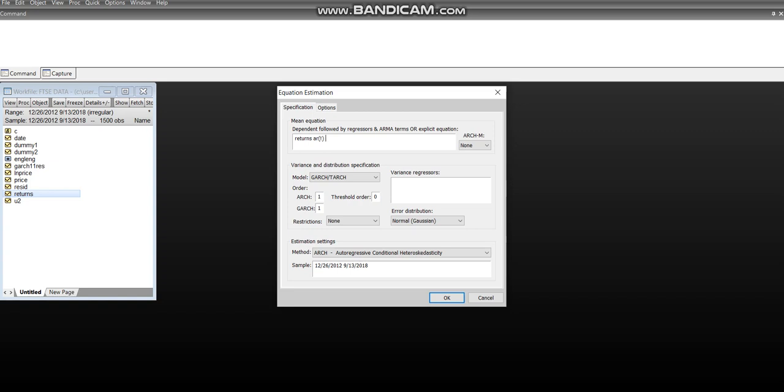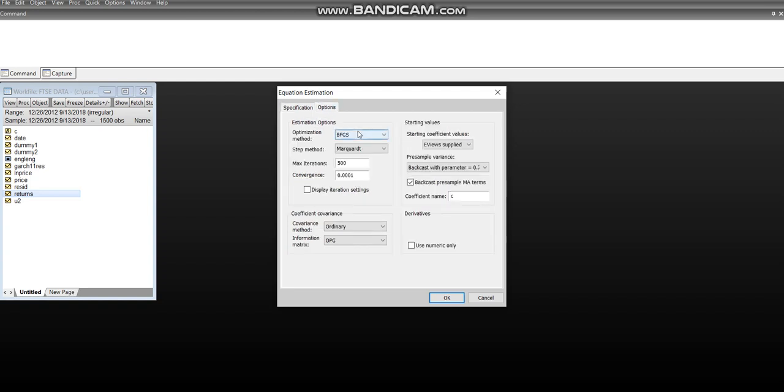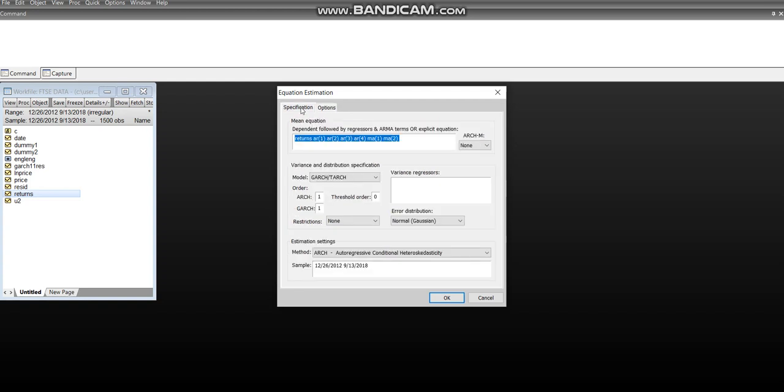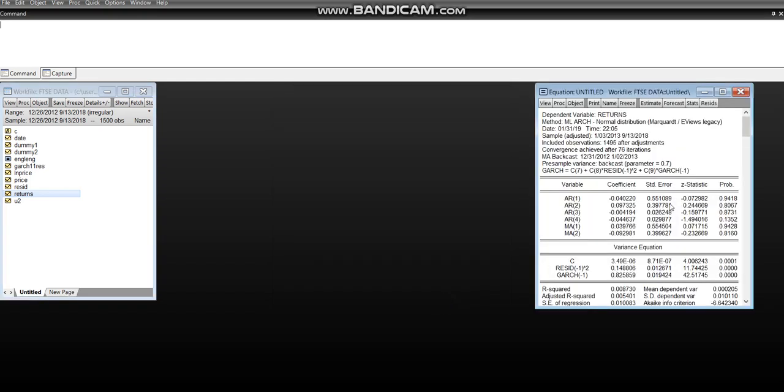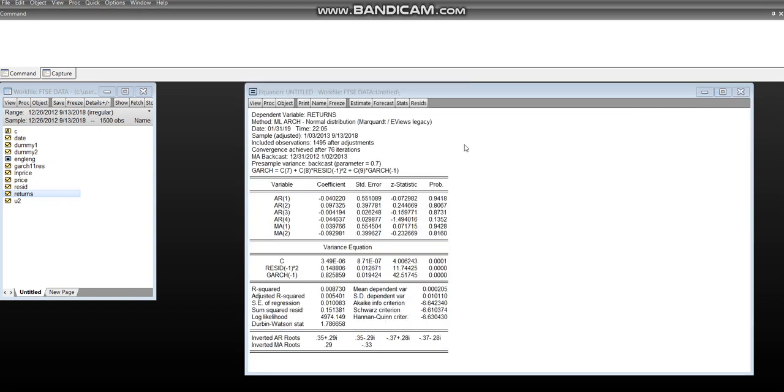So we type out our ARMA 2 specification. And then we go on to options. We make sure that our optimization method is on Eviews legacy, like so. And then we click on OK. So there it is, the estimation output results for a GARCH 1-1 model.